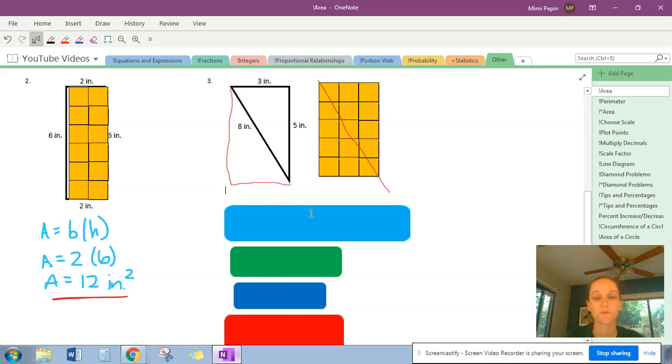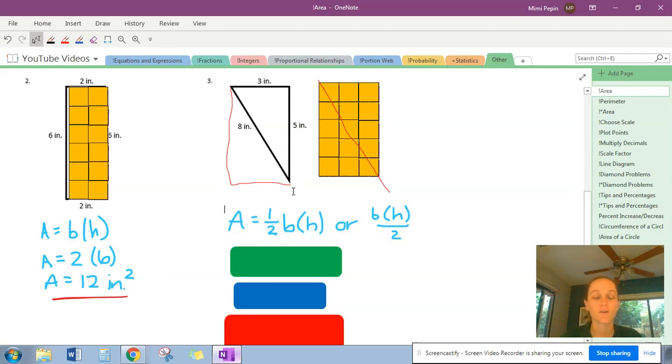So the formula for the area of a triangle is 1/2 base times height, or base times height divided by 2. I'm just taking 3 times 5, which is 15. I can see there are 15 boxes here, or Cheez-Its. But I want to cut that in half because I don't care about the Cheez-Its over here. I only care about the ones that are in this part.